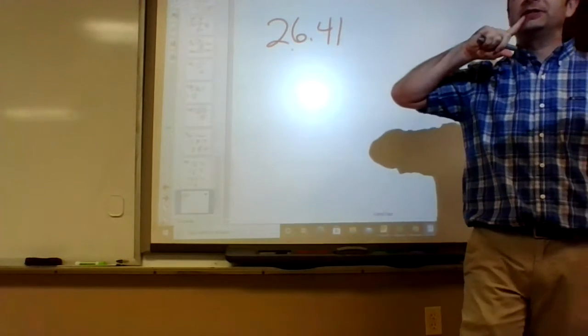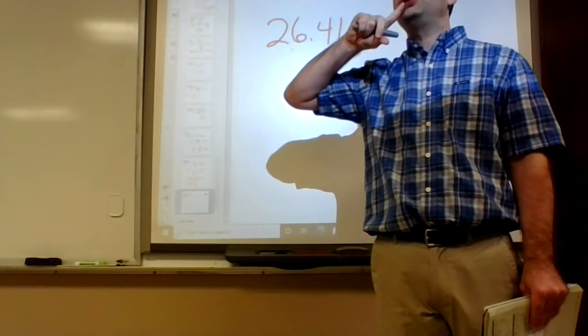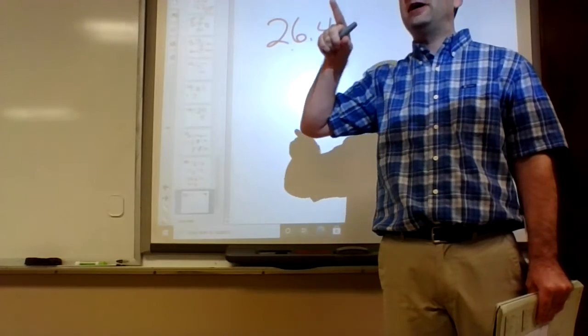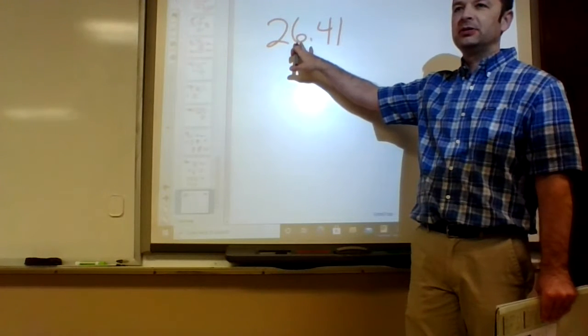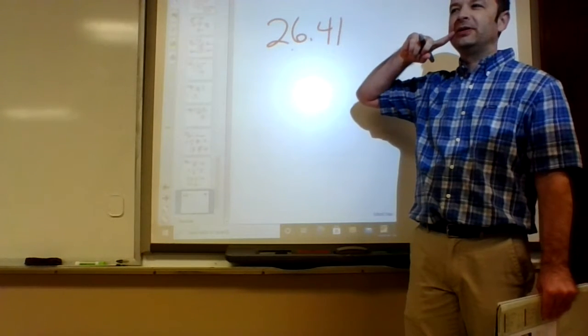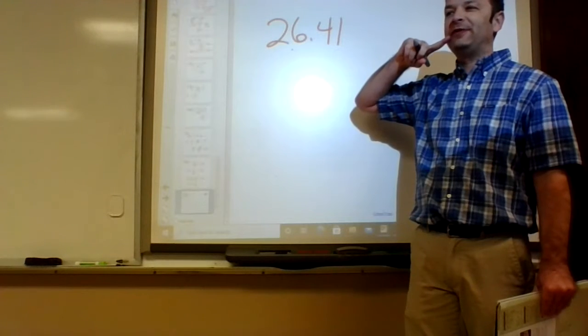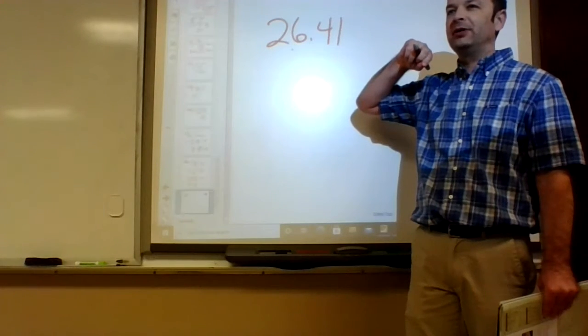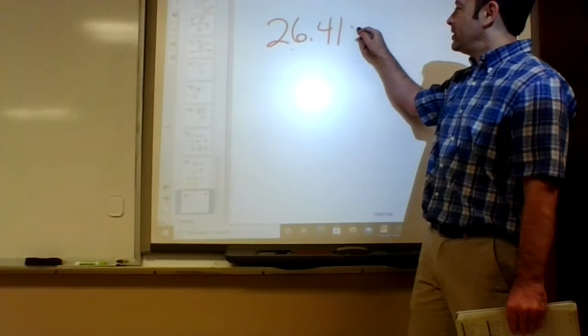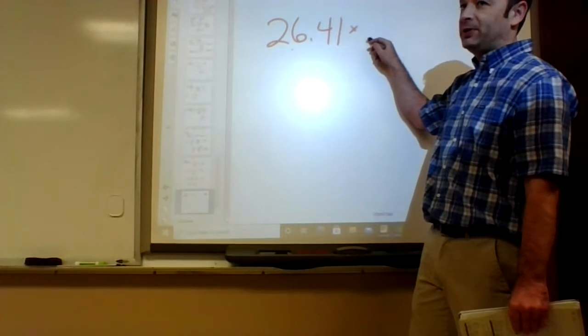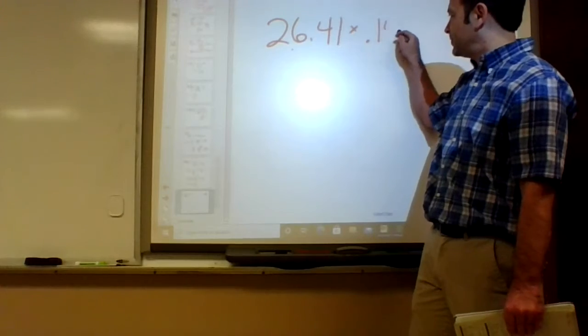Listen to what I'm saying. How do you find 15% of a number? Okay, you divide by 15. You hear what I said? 15% of a number? You multiply. And we're not multiplying by 15, that would be a giant number. We're multiplying by 0.15.